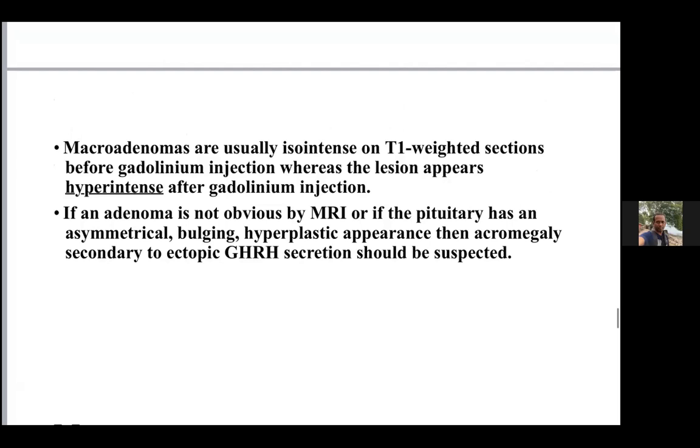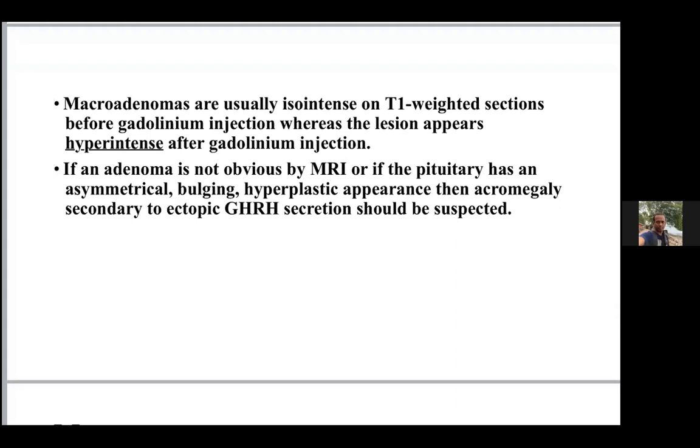If an adenoma is not obvious by MRI, or if the pituitary has an asymmetrical bulging hyperplastic appearance, then acromegaly secondary to ectopic growth hormone releasing hormone should be suspected. Once the pituitary has been ruled out, you start looking for extra-pituitary sources of growth hormone releasing hormone secretion. As I told you, you have to look for something high up in the hypothalamus in the brain, or it can be due to pancreatic islet cell tumors or a lymphoma, or it can be from the lung.